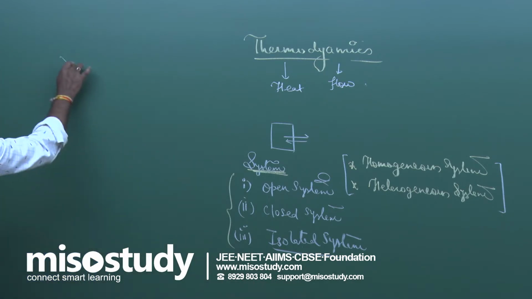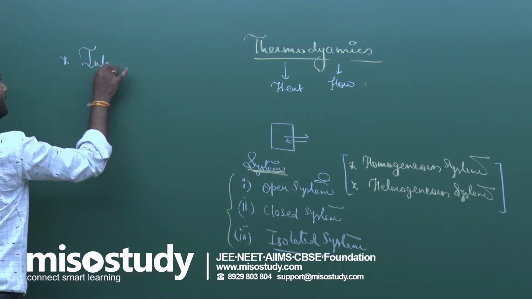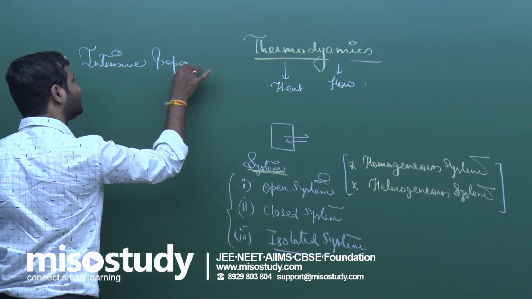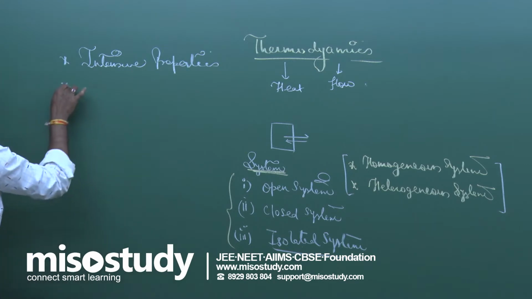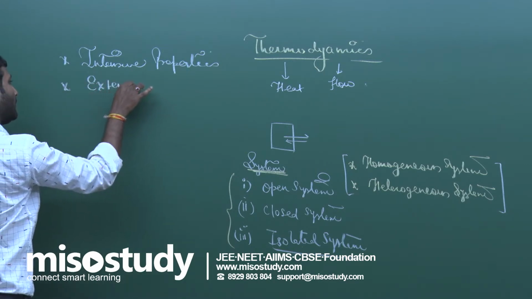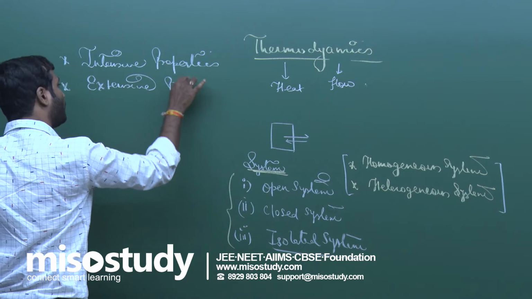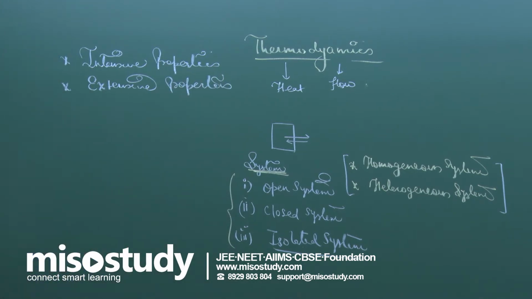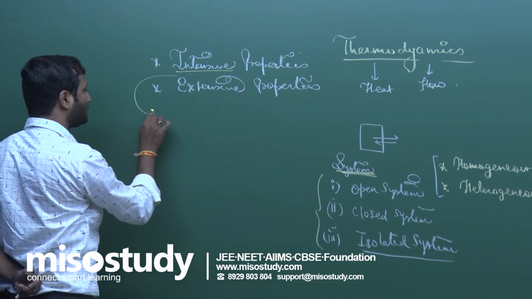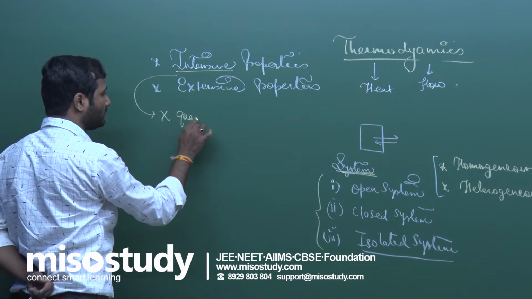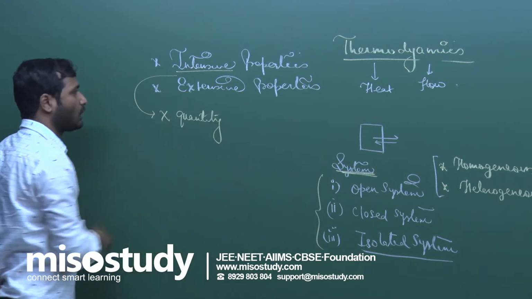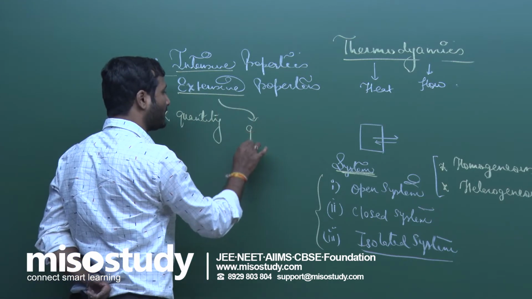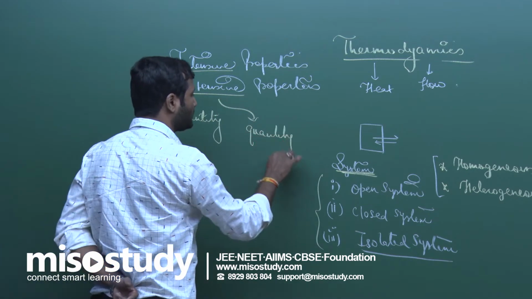Okay. Now we have two more properties: intensive properties and the second one, extensive properties. The properties which do not depend upon the quantity of matter, again I am repeating, which do not depend upon the quantity are known as intensive properties. The properties which depend on the quantity of matter are known as extensive properties.